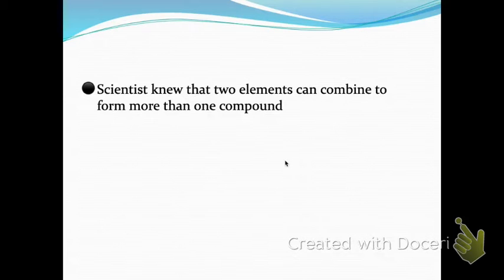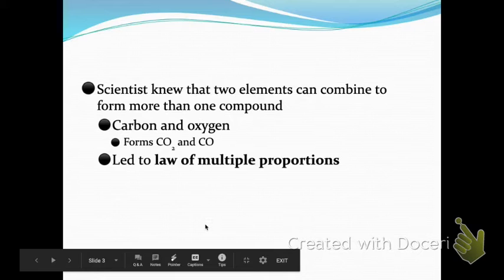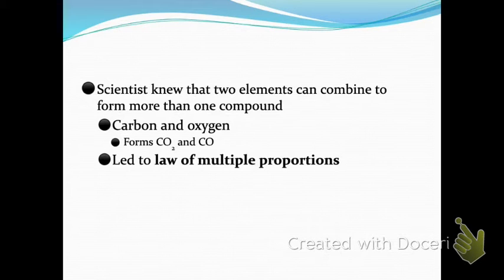They also knew that scientists can combine 2 elements in multiple ways to form multiple different compounds, right? For example, carbon and oxygen can make CO, which is carbon monoxide. It can make CO2, which is carbon dioxide, right? Those 2 things behave much, much differently. That is called the law of multiple proportions. So those are our 3 big atomic laws: law of conservation of mass, law of definite proportions, and law of multiple proportions.